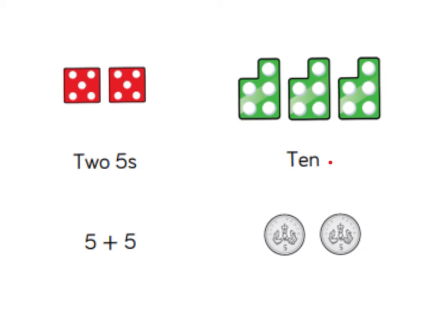Here you can see the word 10. But what do we have here? 1, 2, 3, 4, 5. That's one group of 5. 2 groups of 5. 3 groups of 5. 3 groups of 5 make 15. So this is the odd one out.